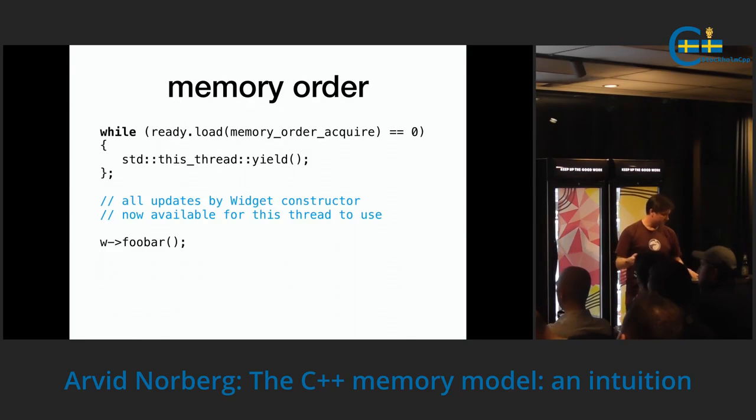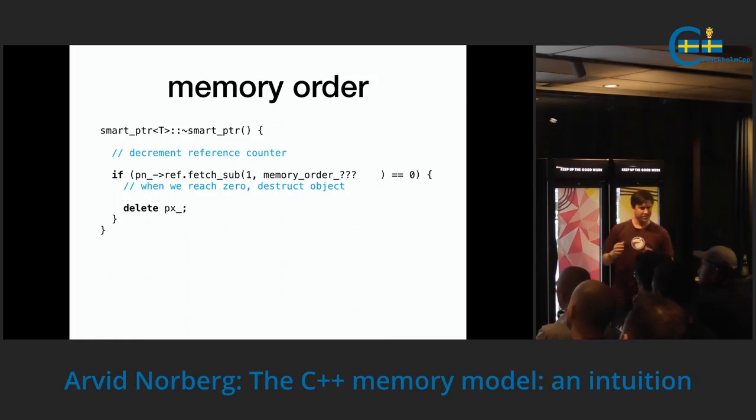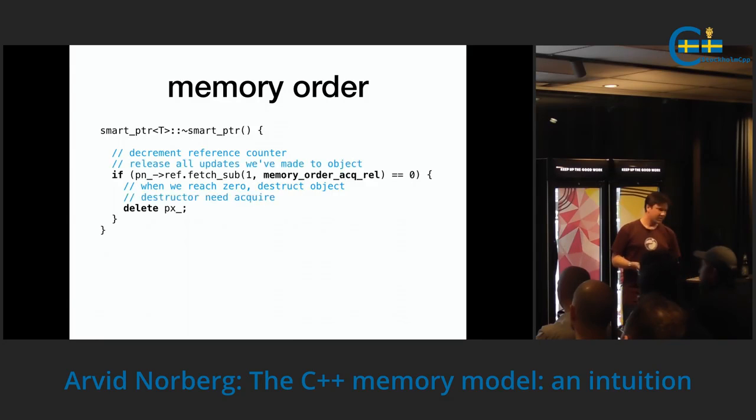So that kind of covers acquire and release. Here's an interesting example. Let's say you're implementing a smart pointer. And in the destructor of the smart pointer, you want to decrement your reference counter by one. And if it returns zero, that means you were the last one to decrement it. And then you want to destroy the object, call the destructor and free the memory. What memory order do you want here? Do you want acquire, because the destructor will need the most up-to-date version of the object? Or do you want release so that you tell other threads that you're done with the object and they can decrement their reference count? Turns out that you want both.